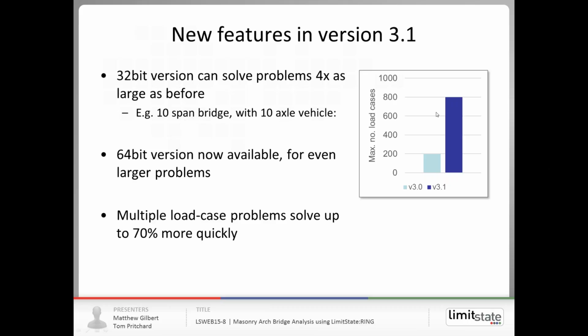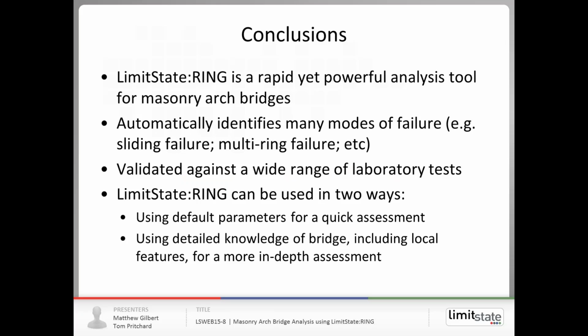We've got a bar chart here which shows that we can solve problems, for example, 4 times as big. Also, we've got a 64-bit version available. So if you've got a machine running a 64-bit operating system with a nice chunk of memory, then you can solve very, very large problems. And finally, for multiple load case problems, we've speeded things up so you can solve those problems more quickly. Okay, so wrapping up then with some conclusions.